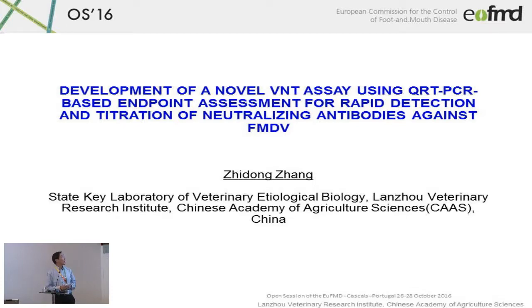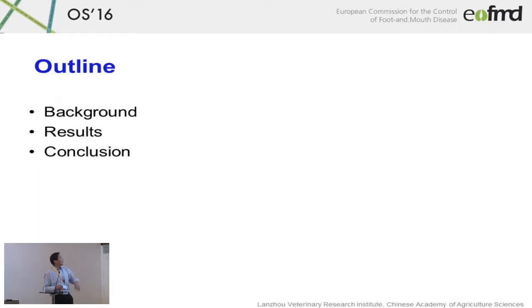In my talk today, I will show you how we can use real-time PCR to help us resolve some problems when we do the VNT test in our routine diagnosis or vaccine matching. It's quite simple, and it's in three parts. I'll give you a little background on why we do this, then share some results with you, and then a simple conclusion and some of the future work we are going to do next.